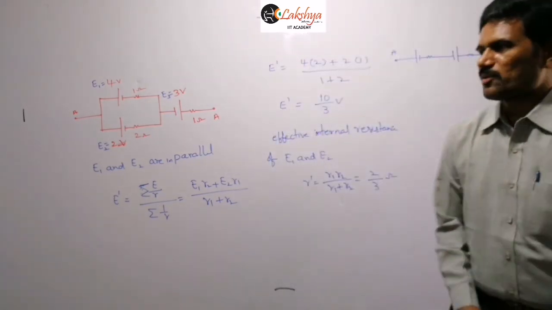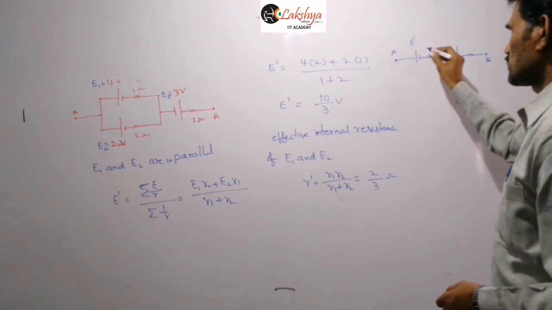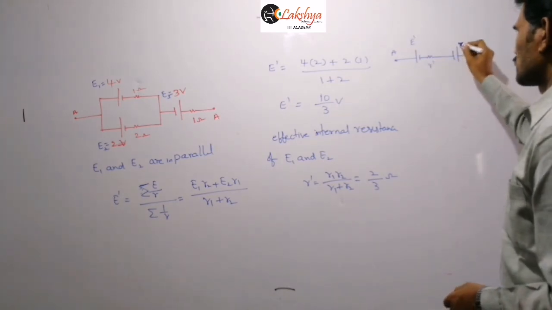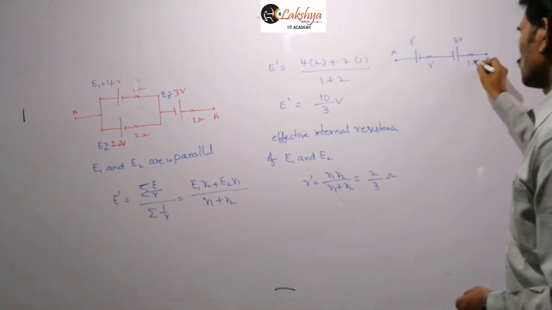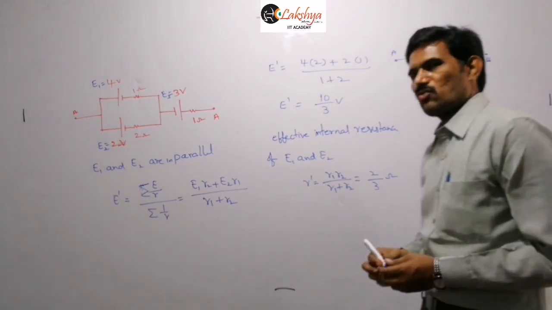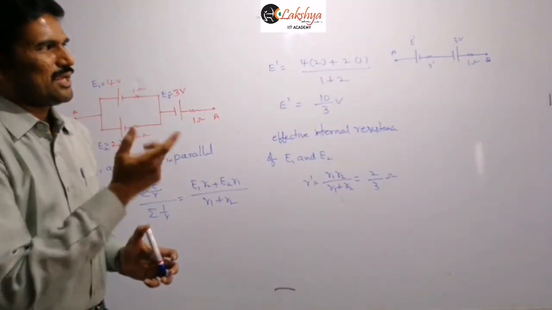Got it? We are replacing E1 and E2 by this cell. This is of EMF E dash and internal resistance R dash, and this value is given as 3 volts and this is given as 1 ohm, right? So now we need to find the effective resistance and effective EMF between A and B.